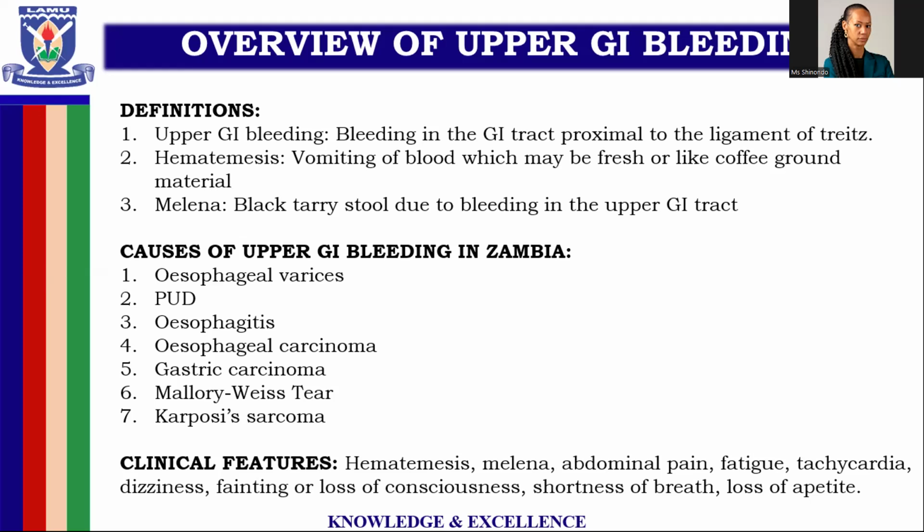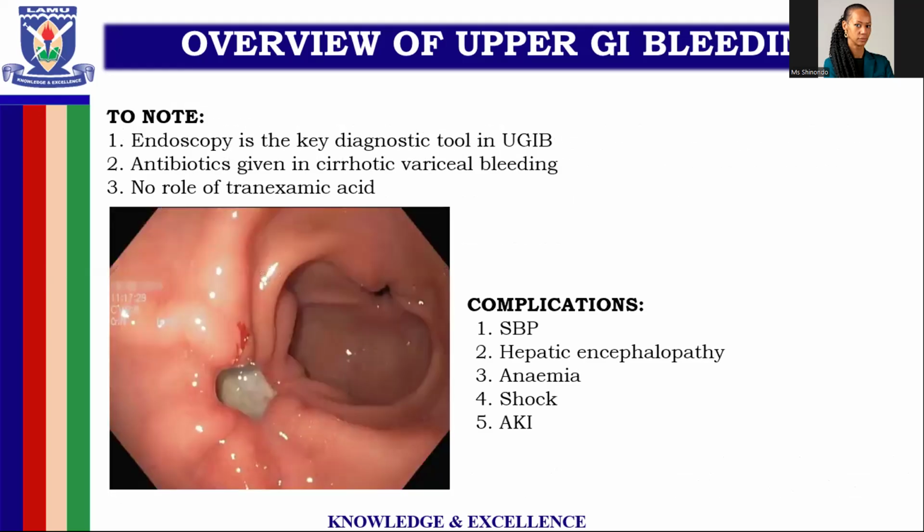We could equally have esophageal carcinoma, gastric carcinoma, Mallory-Weiss tears, and other causes. Some of the clinical features of upper GI bleeding are hematemesis, melena, abdominal pain, tachycardia, dizziness, fainting or loss of consciousness, fatigue, shortness of breath, and loss of appetite, to mention very few. When it comes to the investigation of a patient who presents with upper GI bleeding, we are going to do generally what my colleague had alluded to during his investigations. However, it is worth noting that endoscopy is the key diagnostic tool in upper GI bleeding.